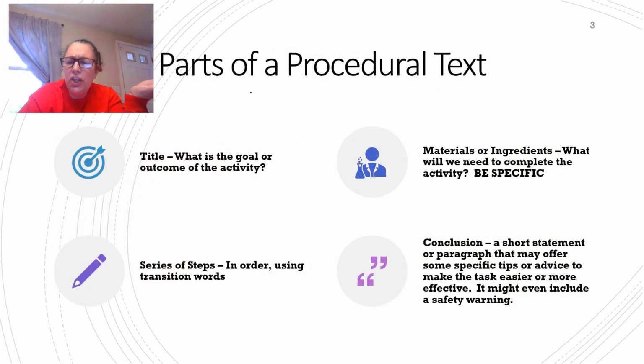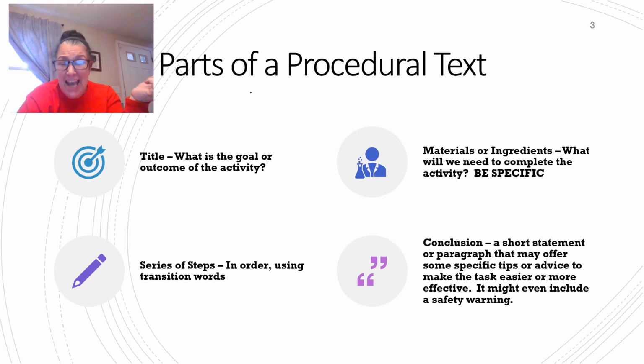So when do we use a procedural text? We already talked about that. So what are the parts of it? What makes it up? Well, you need a title. You have to tell me what it is that you're going to teach me how to do, or tell me what you're going to show me how to do. That's the most important part.